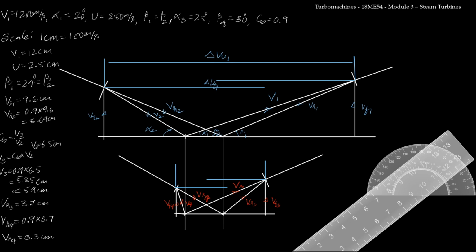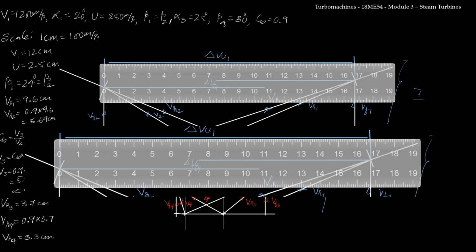Till now for single stage we were using delta Vu and delta Vf. Since here we have two stages, so this is the first stage velocity triangle and this is the second stage velocity triangle. I will be calling them delta Vu1 and delta Vu2. So the horizontal distance between these two lines will be our delta Vu2 and the vertical distance between these two will be our delta Vf2. And now let us measure those things.